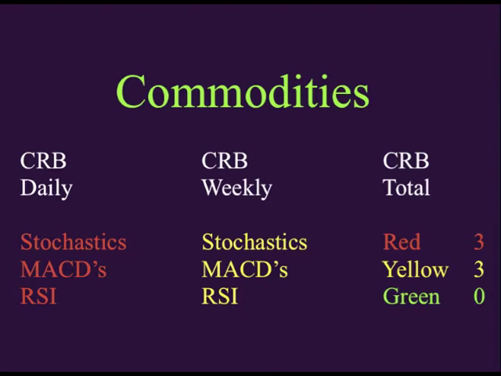And over on the weekly charts, we saw that the stochastics, the MACDs, and the relative strength index were all neutral, so we gave them yellow marks. Shows us that the commodities are slipping a little bit here, and we're going to issue a little caution and be neutral on them. Wouldn't be putting new money into commodities quite yet, but if you got a healthy profit, you might want to consider taking some profits, or else hold on.